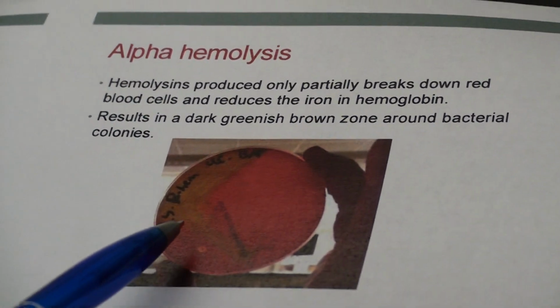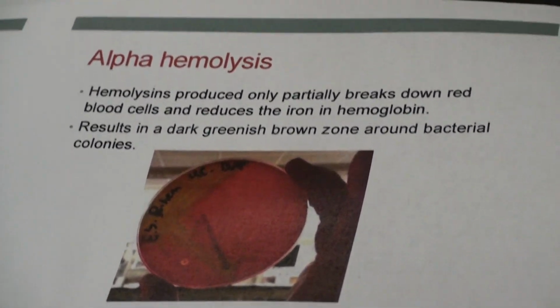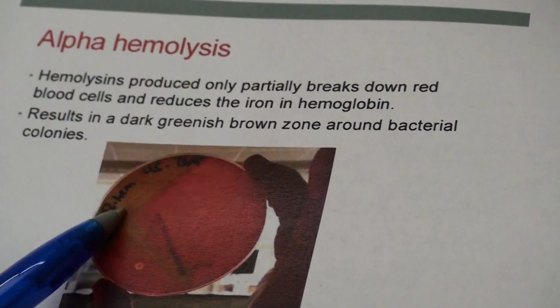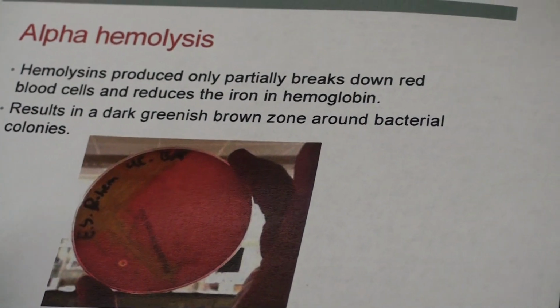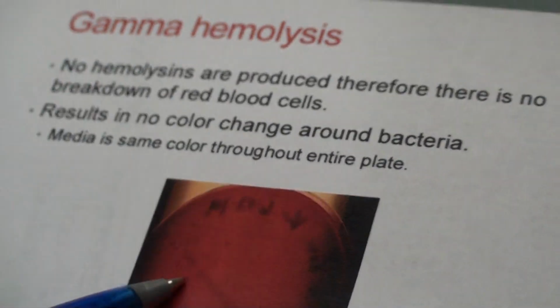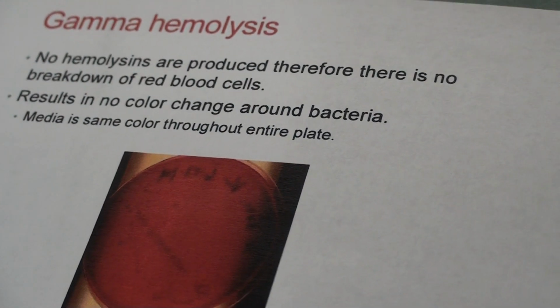If it is alpha hemolysis, it is only going to be a partial breakdown. So you're not going to be able to see through here. You can see through it. This is a partial breakdown of blood cells, and it kind of has a green hue or a green sheen because it's not a complete breakdown. In gamma, there is no breakdown of the blood cells. There's no hemolysis. It just looks like tiny little regular dots of bacteria growing on the surface, just tiny little colonies growing on there.